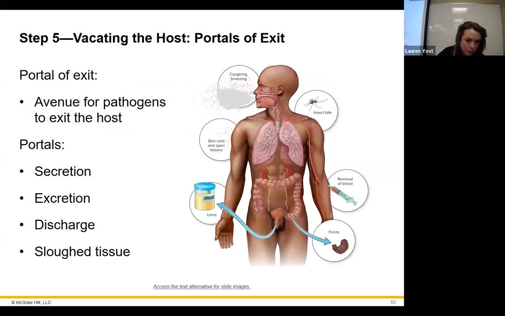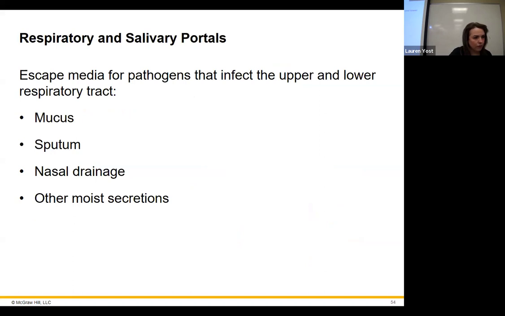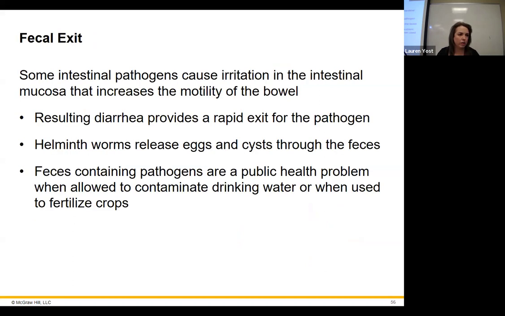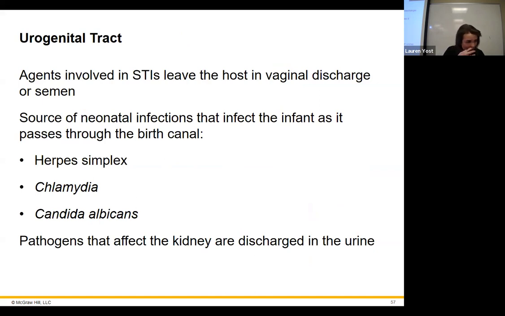So we're trying to get out of the body. We've multiplied and we're ready to spread the infection. We need to get out. This is obvious stuff, right? You can be spread by coughing, sneezing, the skin lesions, or sloughing skin cells, waste products, urine and feces. We have removal of blood by syringe and or insects removing the blood and transmitting it that way. All this stuff can be related to that. And there are specific portals associated with these areas.